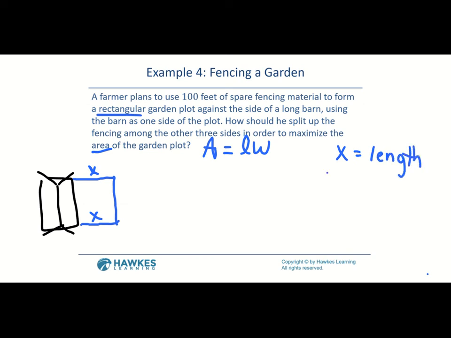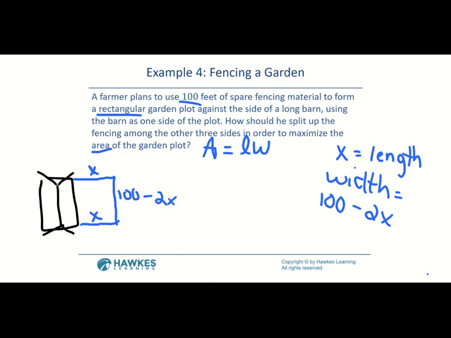And the width is going to be 100 minus 2x. Now you're probably like, where did you get that from? Well, I know I have 100 feet of fencing, and if each side is x, I'm going to use that amount. So then what I have left over for the width would be 100 minus 2x.